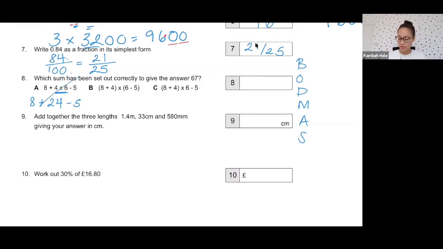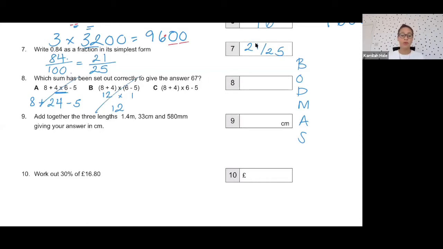Okay, the next one, remember B comes first. So you'll work out what's in the brackets and then you'll multiply them. Just give you a second. Can you tell me what answer you get for that? Yeah, good. So 8 plus 4 is 12. 6 minus 5 is 1. So 12 times 1, your answer is 12. So that one doesn't work either.